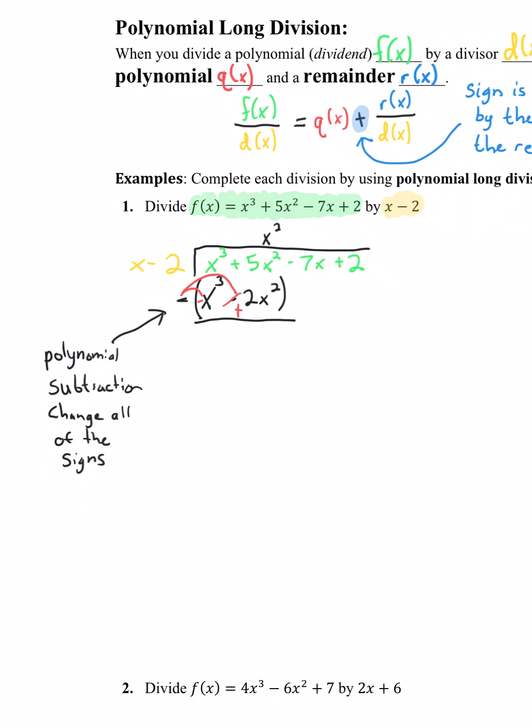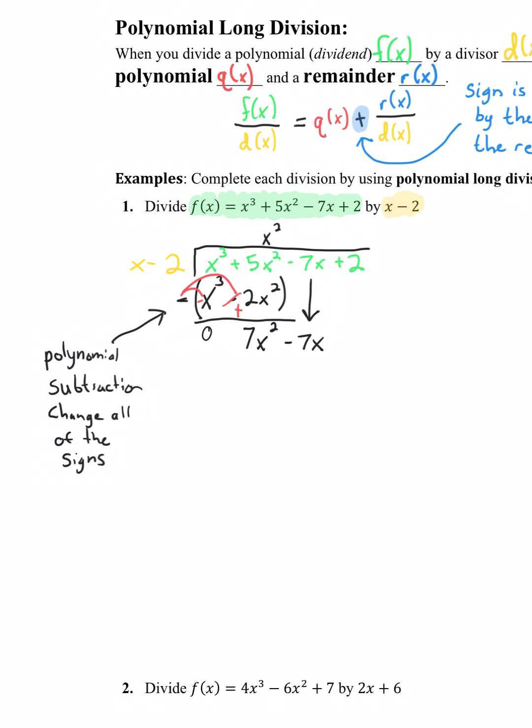Okay, and what should happen is in this first column we get x cubed minus x cubed. That should be a 0. And that should happen every single time if we're doing polynomial subtraction correctly. And then the second term, we're going to get 5x squared plus 2x squared. 5 plus 2 is 7, so we get 7x squared. And then we're going to drop the next term, minus 7x.